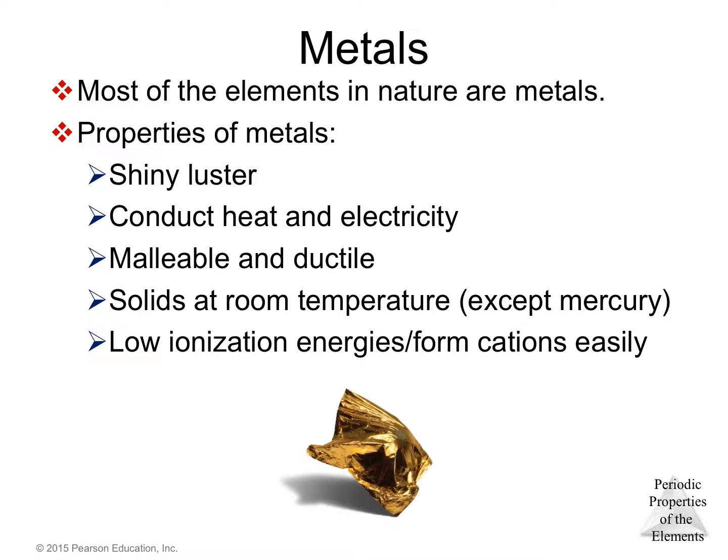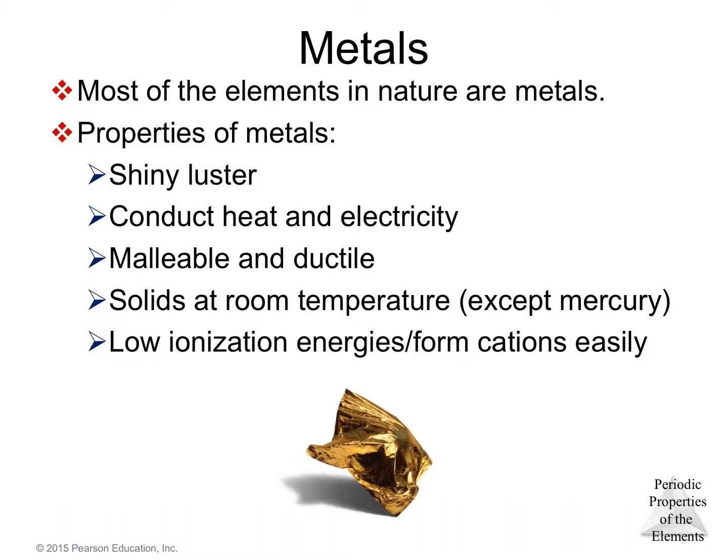Most of what we find in nature is made up of compounds. But of the elements that are found as pure elements in nature, they're usually metals. Here are some properties of metals. Metals are shiny, so we say that they have luster. Metals are good conductors of heat and electricity. Metals are malleable, which means you can bend them. Metals are ductile, meaning you can draw them into wires. Metals are solid at room temperature. Mercury is the exception to that.